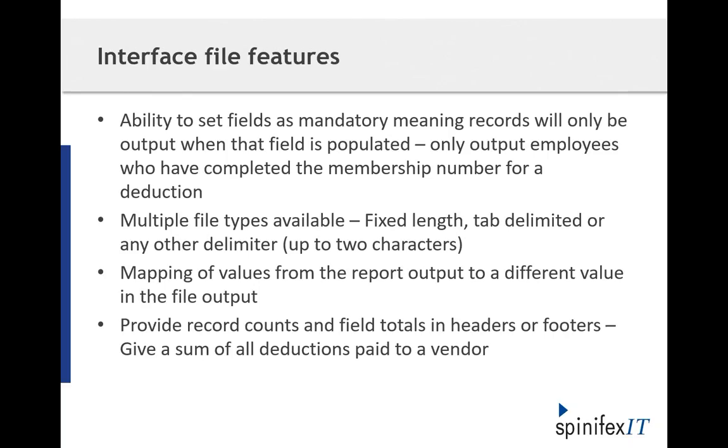And the last one there is just kind of nice. You can provide record counts and field totals in your headers and footers. So you could say, give the sum of all the deductions for a vendor, and they can reconcile that to the amount of money that came into their bank account, or just tell them how many records there are so they can verify that they've got the full file.